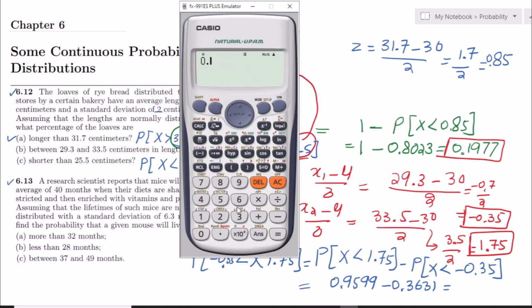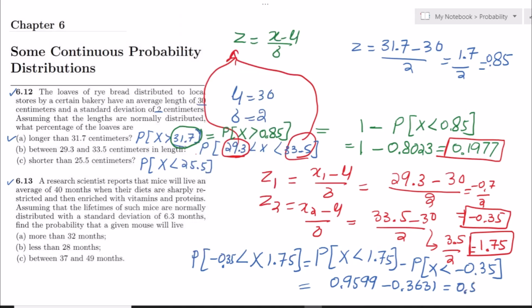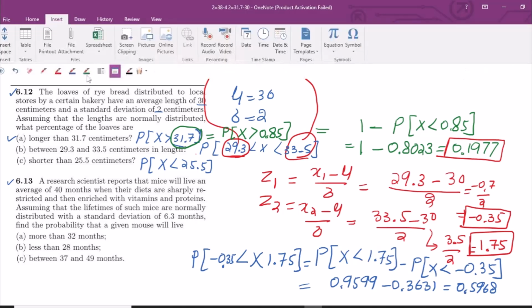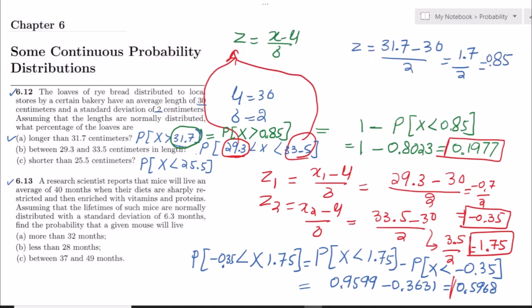Let me subtract them. 0.9599 minus 0.3631 is 0.5968. That is basically the solution of part B of my question. For this one, it is very easy. First of all, you have to convert it to Z as well.